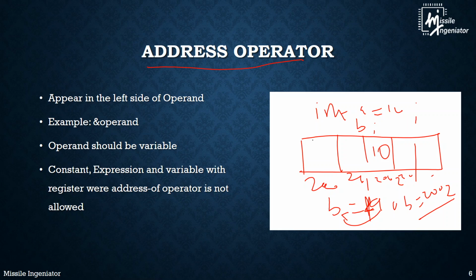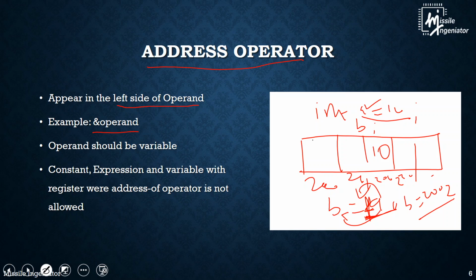And one more thing, you can basically declare it on the left side, as I did here. So you can use ampersand and then the operand. This operand also should be a variable, like how I declared a equal to 10, this is a variable. So the operand should be a variable.